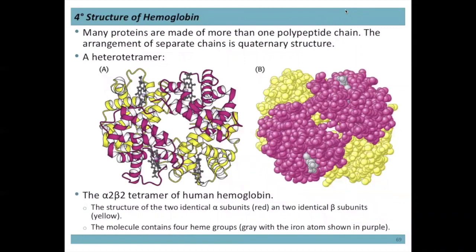So here's an example. In A, we have a heterotetramer. So there are 4 subunits there. Now, the term hetero means that they're going to be different. In this case, there are 2 identical subunits referred to as alpha, and 2 identical subunits referred to as beta. This is actually the structure of human hemoglobin that we have a whole chapter on. It also has what's referred to as a prosthetic group or a heme group, and there are 4 of those.